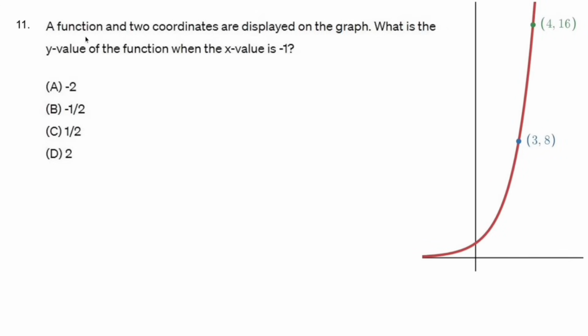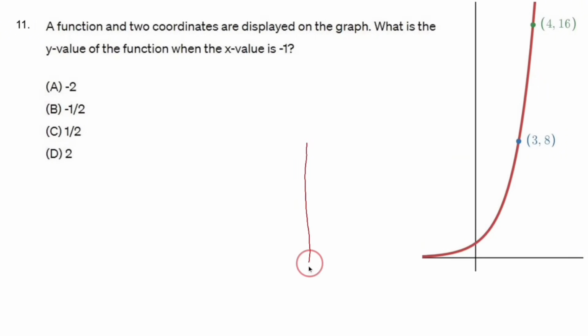Problem once a function and two coordinates are displayed on the graph. There's my function, there's my coordinates. That looks exponential to me. What is the y value of the function when the x value is -1? Well, this is exponential for sure.